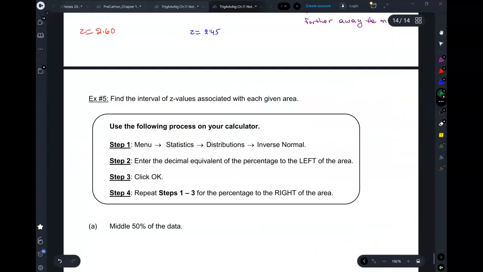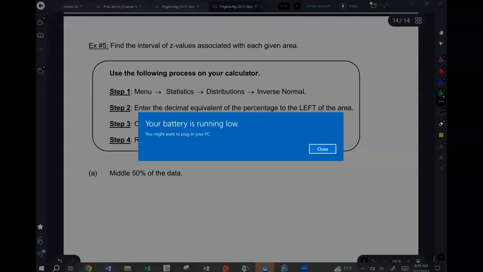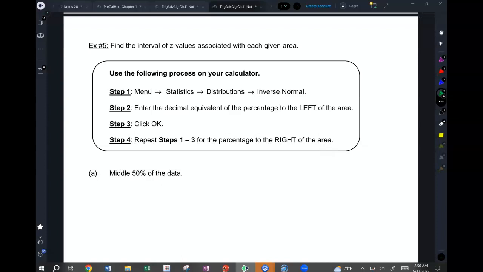Okay, so if we go over here, we want to find the interval of z values, and we are just going to do this with a calculator because it's not worth doing by hand. Before you do this, don't plug anything into your calculator yet. You have to first draw a distribution that represents what you're trying to find. All right, so let's try to draw here.